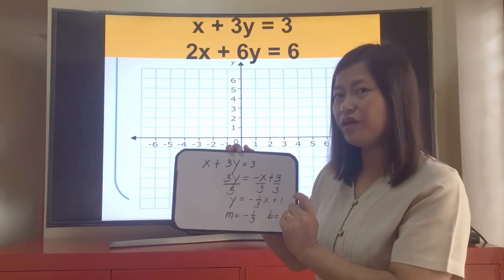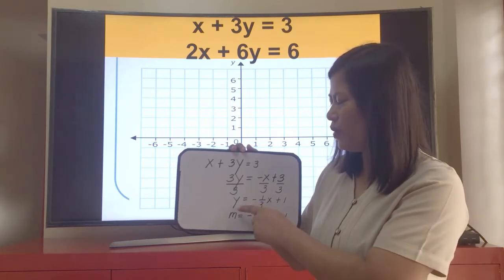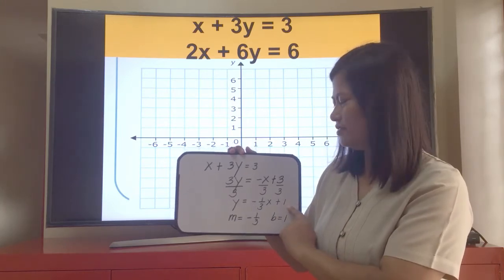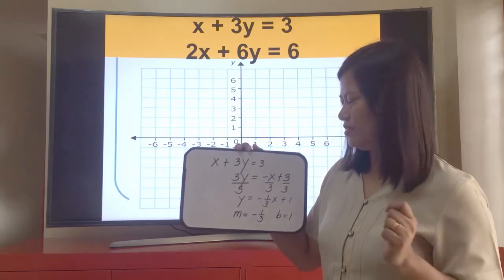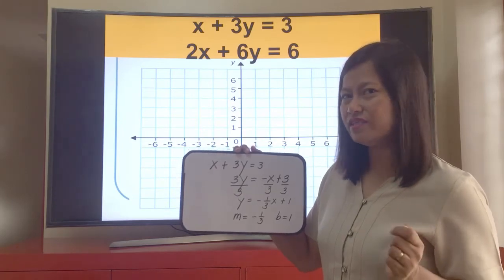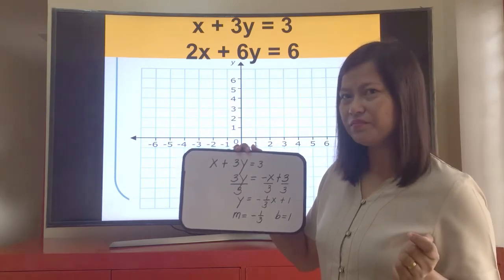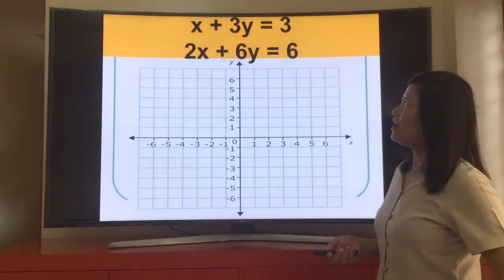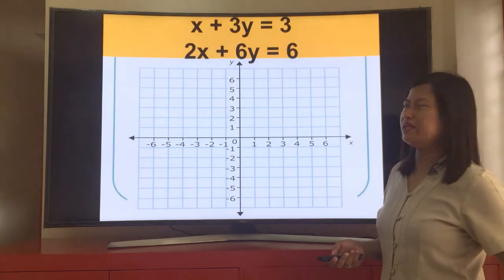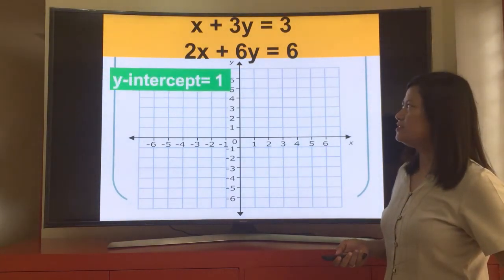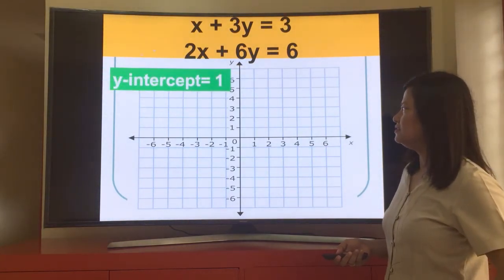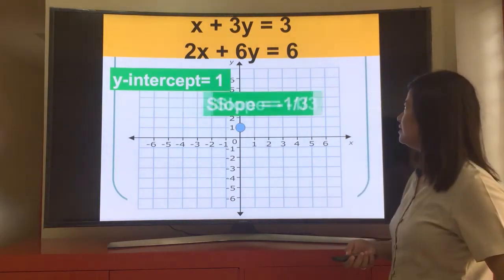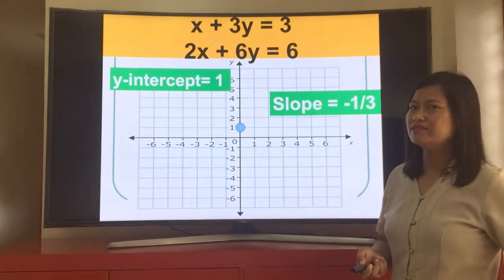Dividing both sides of the equation by 3, we have y is equal to negative 1/3 x plus 1. So what is the slope? It is negative 1/3. What about the y-intercept? It is 1. Let's have the graph of x plus 3y is equal to 3. The y-intercept is equal to 1. So here is our point, 0, 1. The slope is negative 1/3.